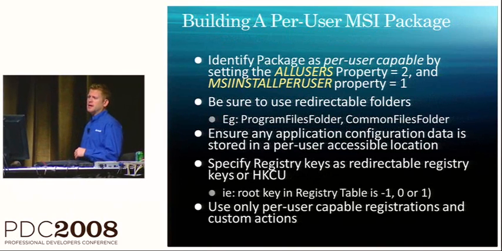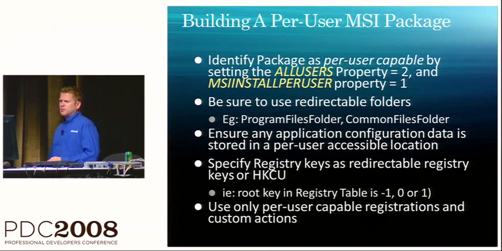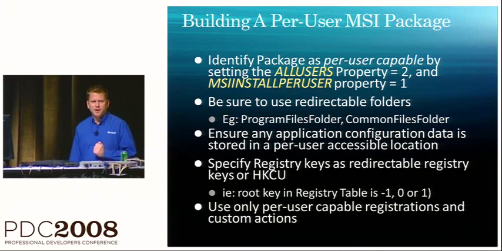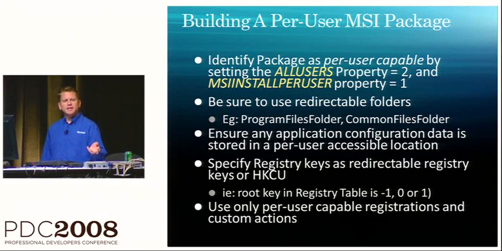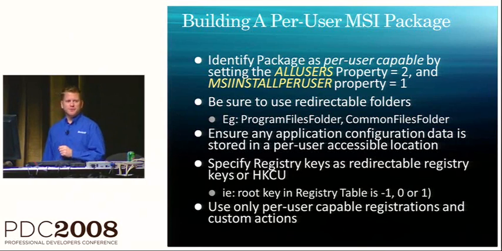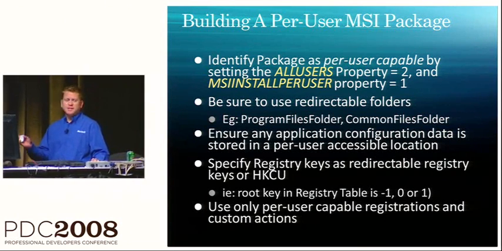So, building a per user MSI package. How you identify a package as per user capable is you set two properties in your MSI package. You set the ALLUSERS property to 2, and you set the MSIINSTALLPERUSER property to 1. That essentially tells the Windows Installer that, with these two properties set, this package is authored for the Windows 7 per user experience. You have to make sure to use redirectable folders. Again, this isn't an exhaustive list. Common files and program files, there's a list of, say, 10 or 15 folders in the SDK that we redirect, and you can get that documentation from our SDK.